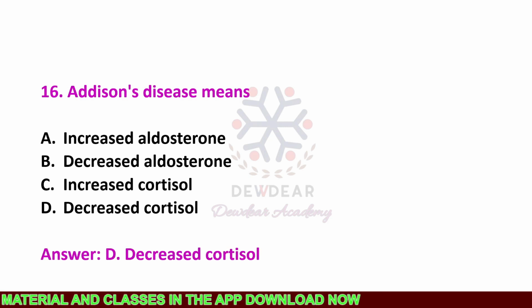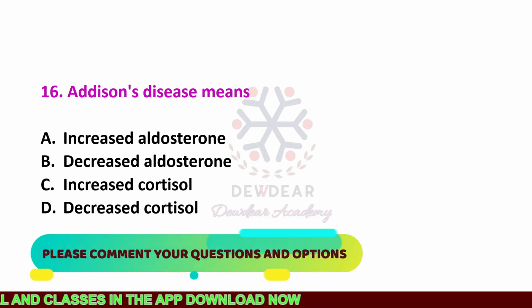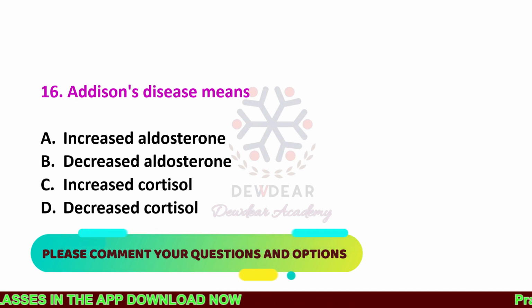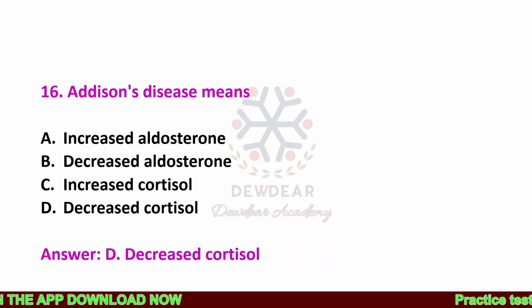So option D is the correct answer. In Addison's disease there is decreased cortisol.